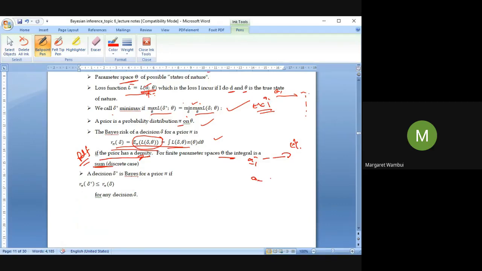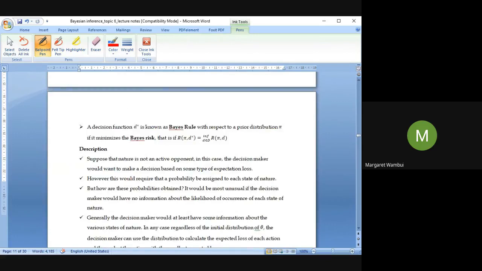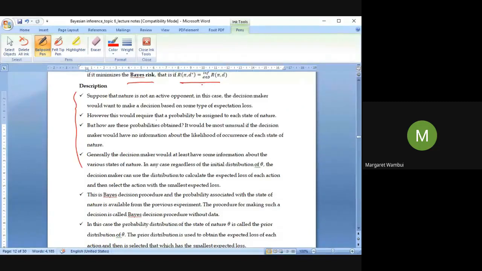So a decision delta is the base for a prior pi if this is what happens. When you have this as the minimum of this, and of course we've said that, when it is the minimum, then it becomes the decision. So a decision function D star is known as the base rule with respect to a prior distribution pi if it minimizes the base risk. So when you minimize the base risk, then it becomes the base rule. This is just a description in words of all that I have said here, and I don't think we need to go through it, but I can just highlight a bit.